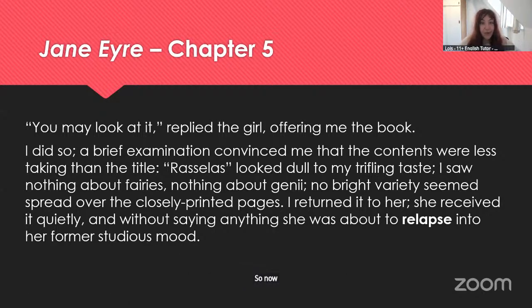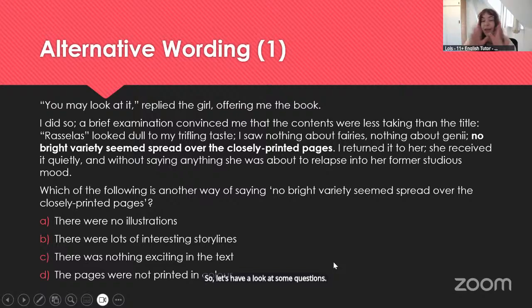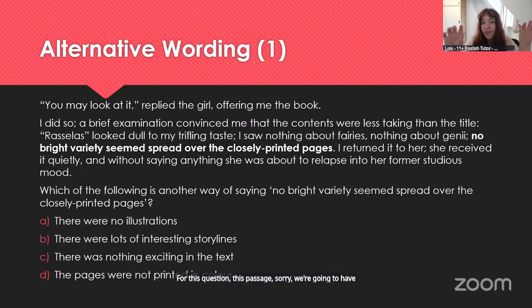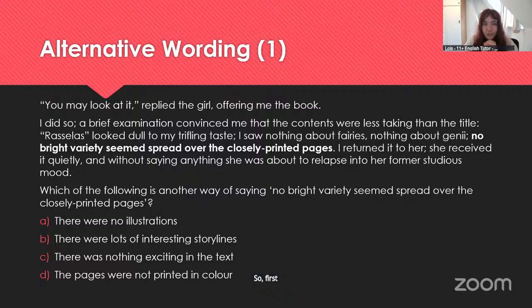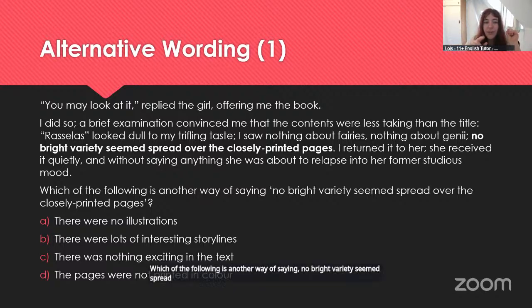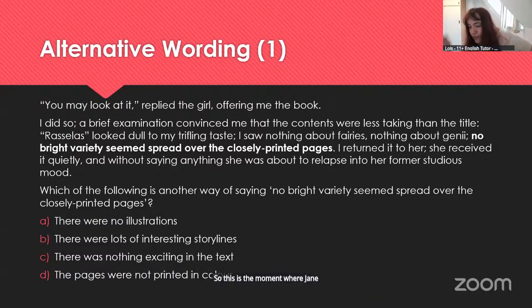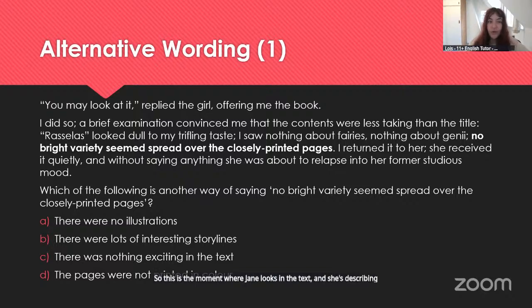So now Jane has been given the book to have a look at, and she's like, what's this? She's not into it. So let's have a look at some questions. For this passage, we're going to have a couple of phrases from the text to see if you can identify how you would word them differently. So, first question. Which of the following is another way of saying no bright variety seemed spread over the closely printed pages? So this is the moment where Jane looks in the text and she's describing what she notices.